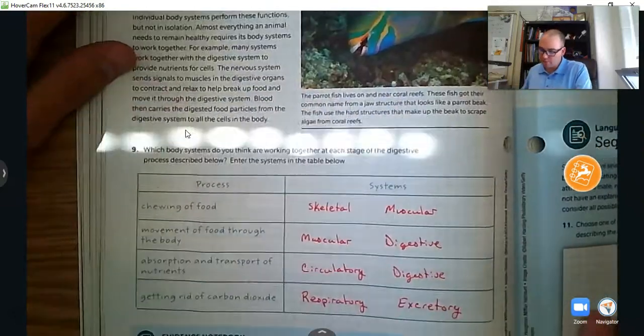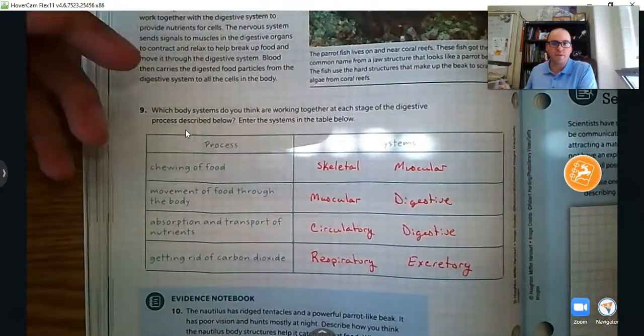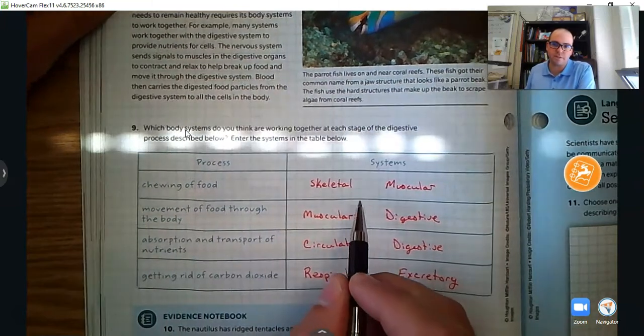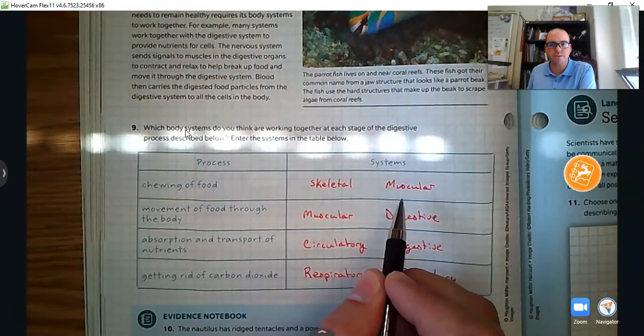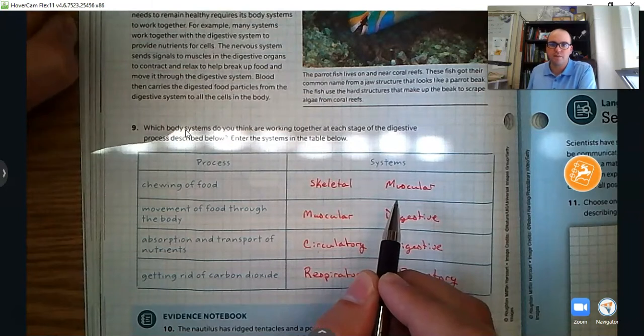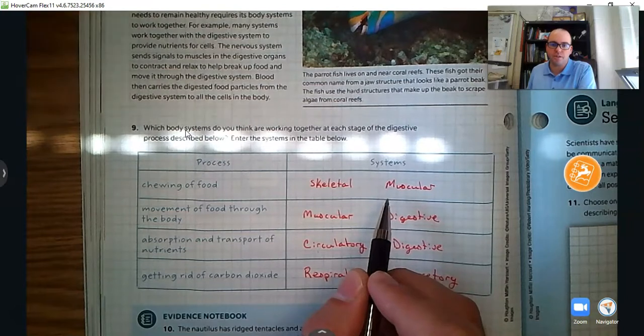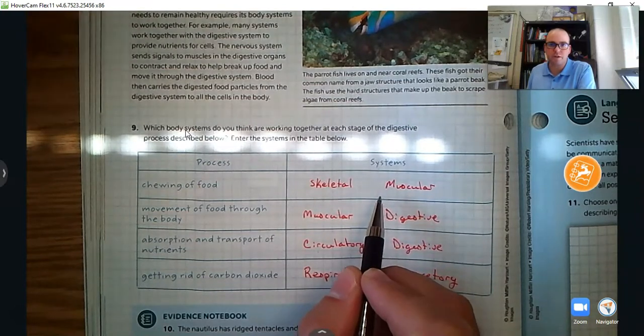Okay, so if we look at the process and then what systems would be involved in that. The chewing of food, that's like our skeletal system and our muscular system. We need our skeletal system and our muscular system to do so. The muscles pull against the bone. Think of us, that's how your mouth moves up and down. Your teeth are part of your skeletal system, and that helps grind up the food as you eat it.